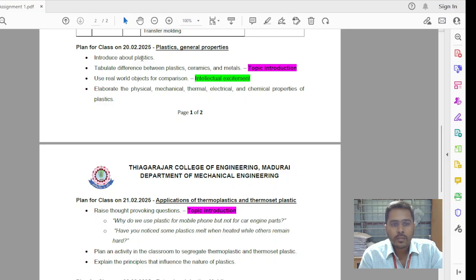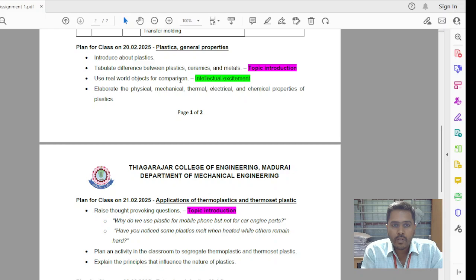In tomorrow's class I would like to introduce the topics by distinguishing the difference between plastics, ceramics and metal, so that they get a sense of comparison, and to bring some excitement and intellectual thoughts within them. I would make comparisons with real world objects, a plastic bottle, a pen cap, a bike engine, so that they can relate it with real world components and understand the need for studying plastics.